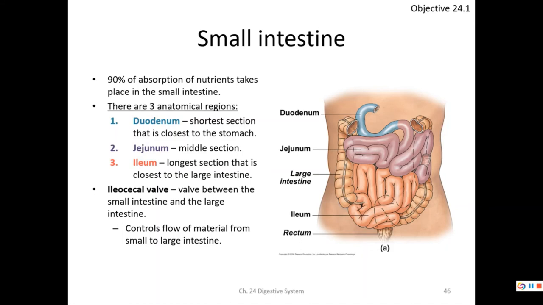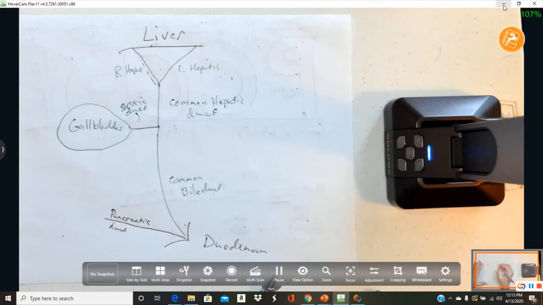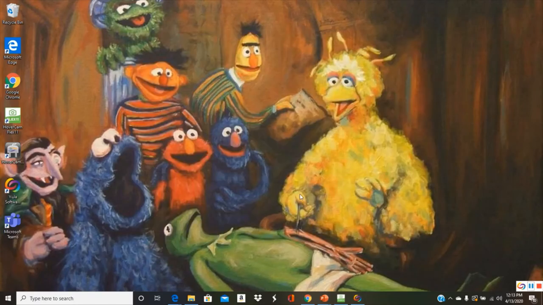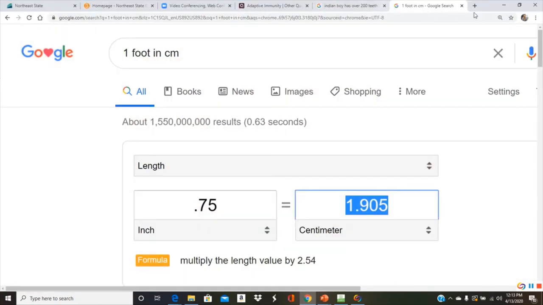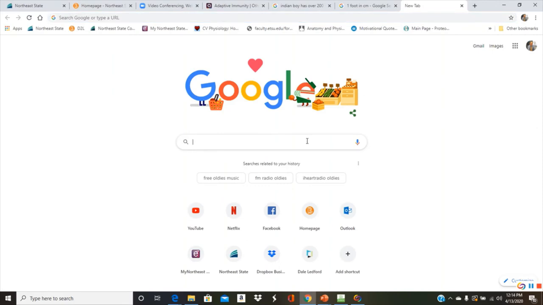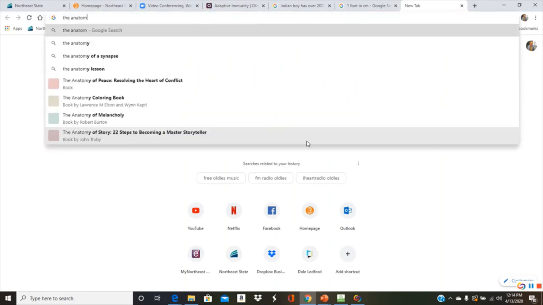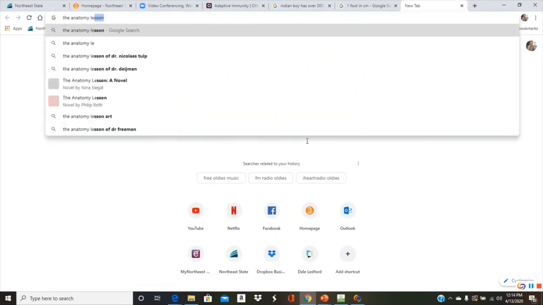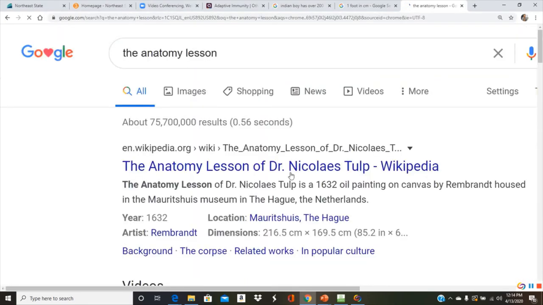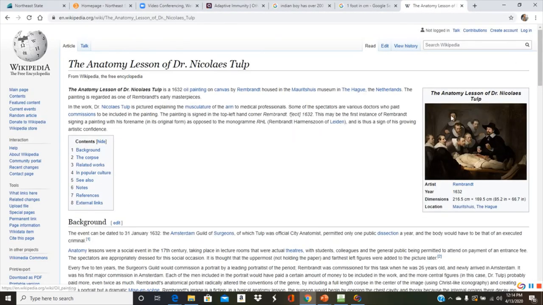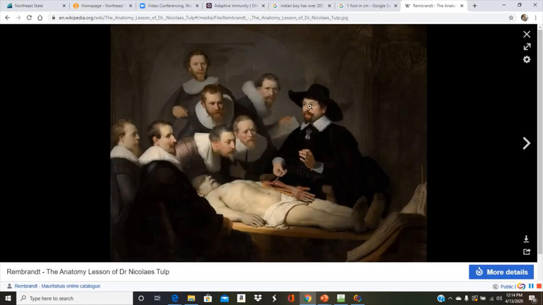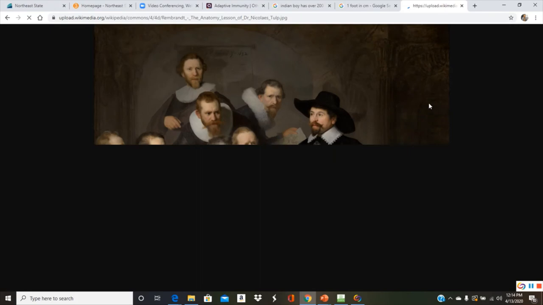If you guys see my really silly picture in the background here, which is actually based on a Rembrandt painting, The Anatomy Lesson of Dr. Nicholas Tulp. This is the guy who actually discovered the ileocecal valve and first described it. And I always see this, and it's like this guy here is kind of like, wait a minute, this isn't calculus.